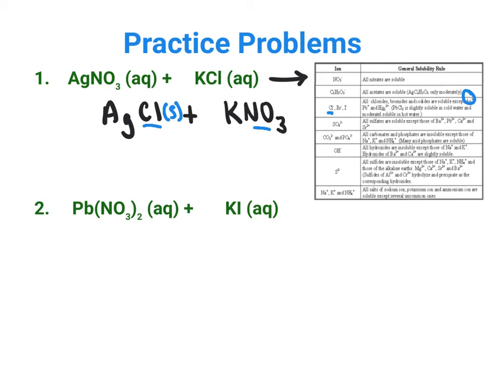Then we go to our other product, it's KNO3. We find NO3 is the anion. It says all nitrates are soluble. This is going to stay soluble in water. It's going to be aqueous. And that's really all there is to it. You will always get this chart. So let's try the second one.